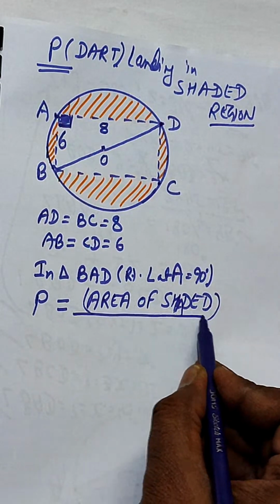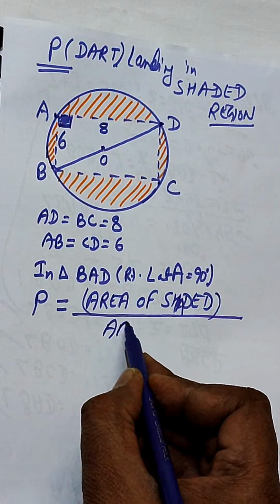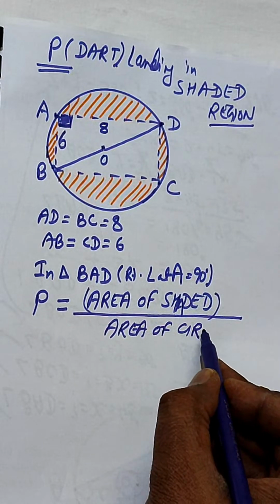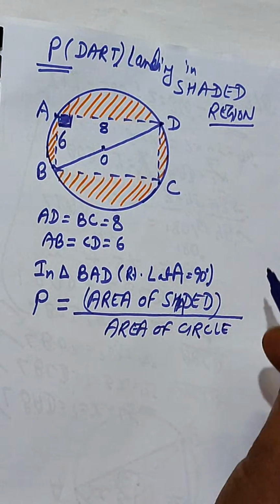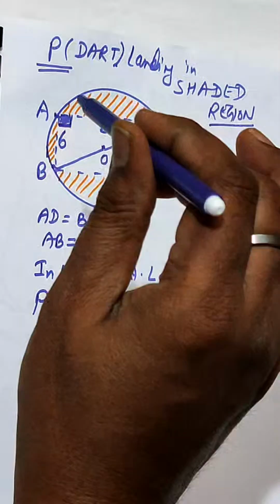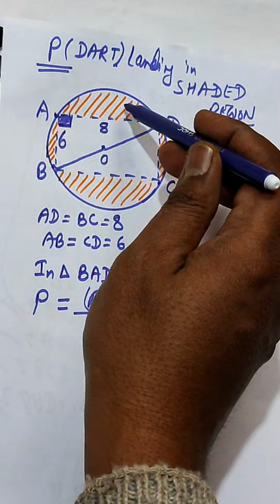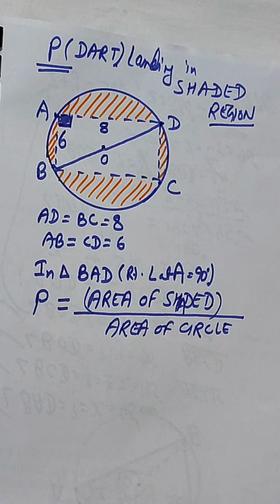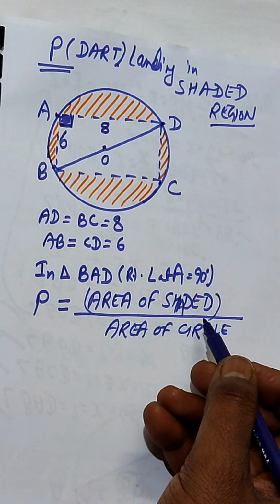That will be divided by the total area of the circle, right? Because circle is a place where the dart can land anywhere. When it will go into the shaded area, that is the favorable outcome. When it will go and land into the rectangular portion, then it's not a favorable outcome, right? So students, what is the area of shaded region? Area of the shaded region is calculated. How?